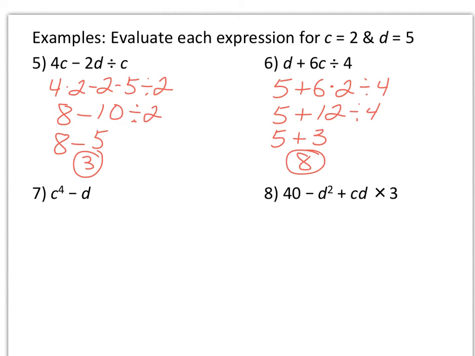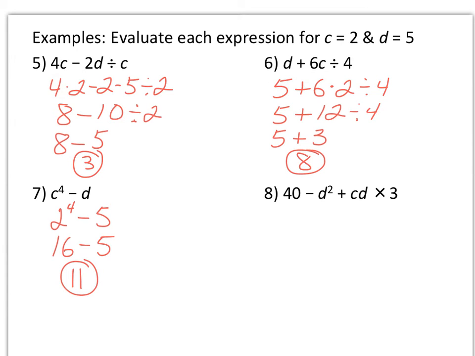All right, in the next two, we have some exponents. So let's see. c to the fourth, or 2 to the fourth, minus 5. Now 2 to the fourth means we have 4 2's. So 2 times 2 times 2 times 2, or 16, and then a minus 5. 16 minus 5 gives us 11.